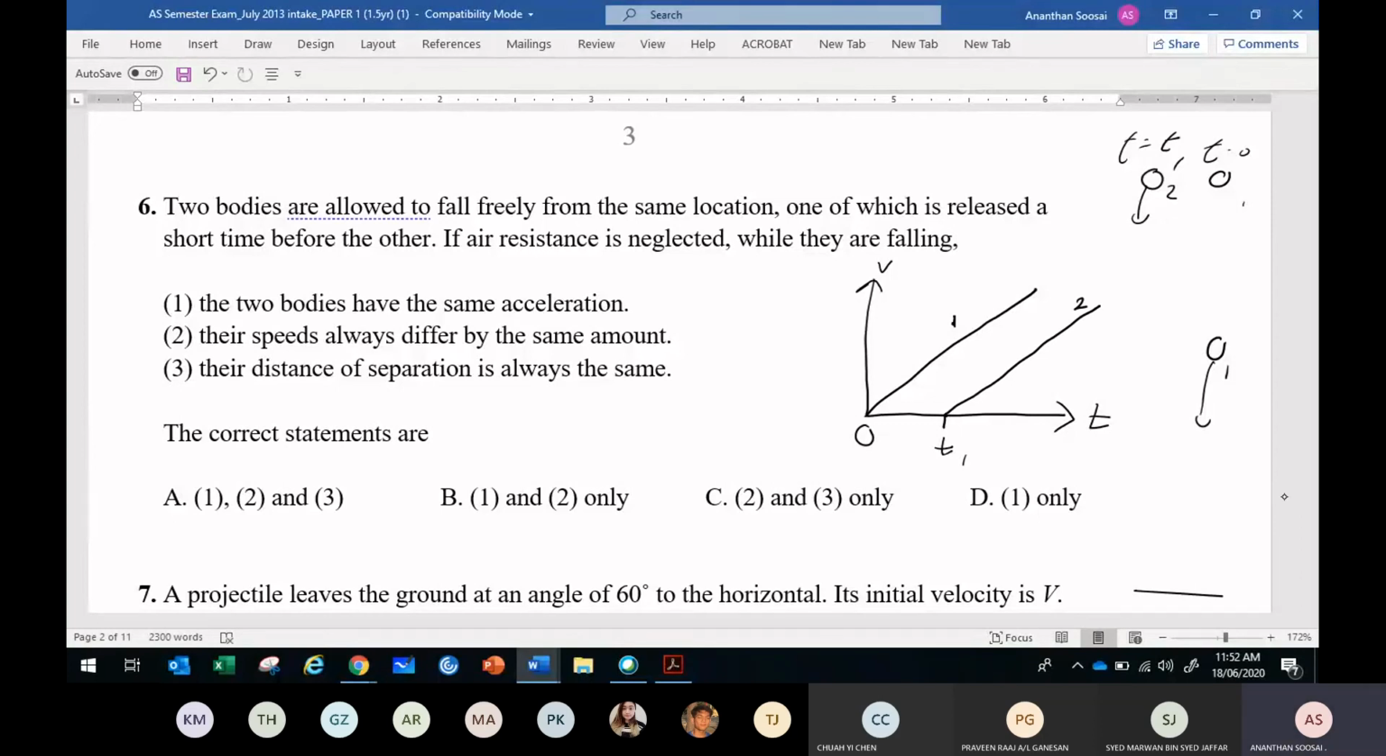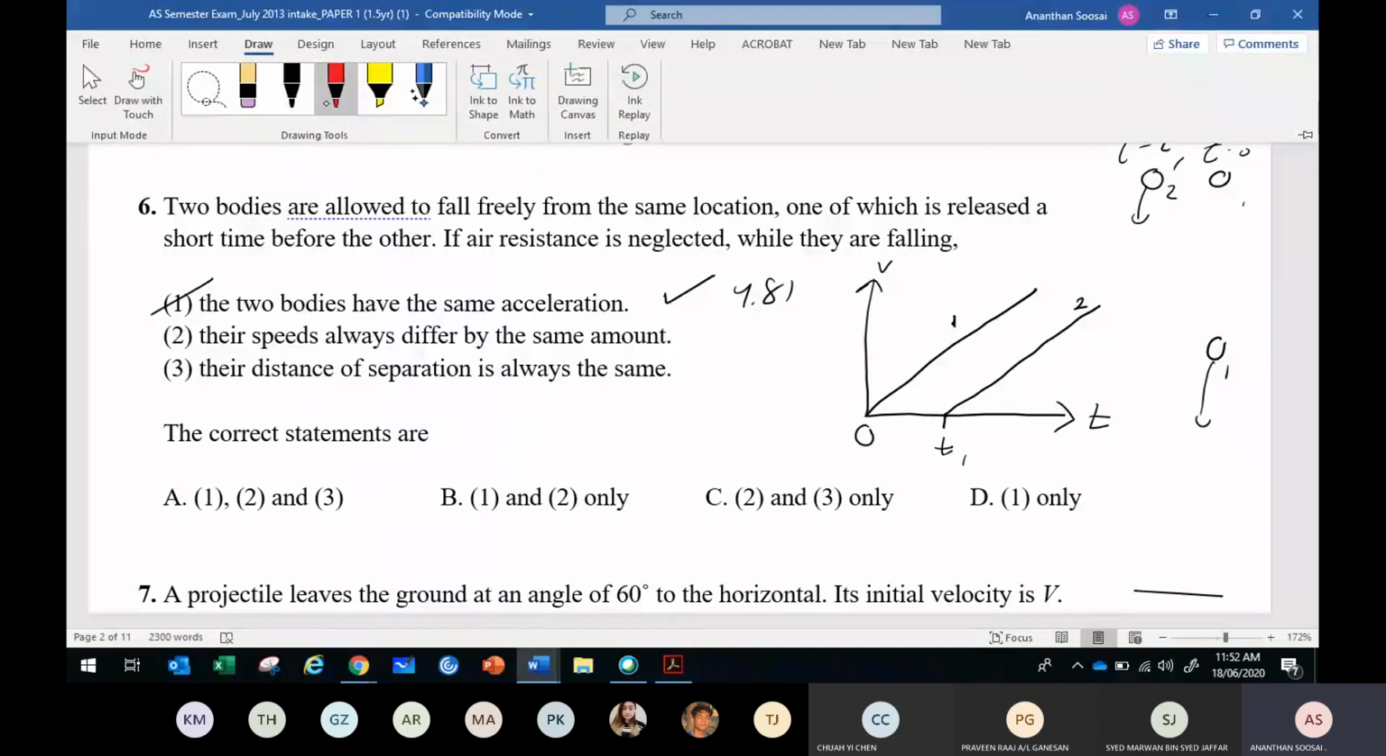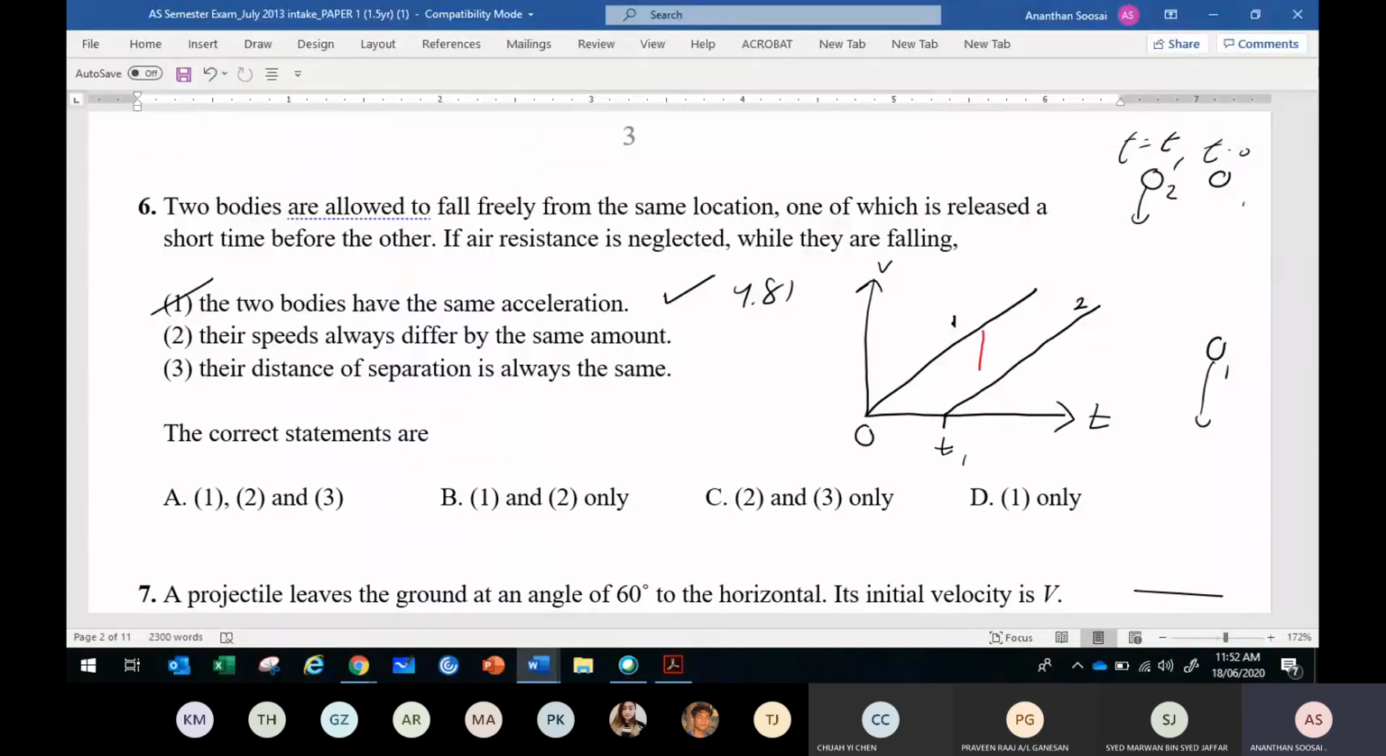Okay, now let's see from this graph. First, the two bodies have the same acceleration. That's correct. All of them have 9.81. So 1 is definitely correct. 2, their speeds always differ by the same amount. Is it the same amount every moment? You check from the graph. Every moment, this is the difference. At time T2, this is the difference. At time T3, this is the difference. Yes, the differences in the velocity of both bodies look the same. Yes, correct. 2 is correct.